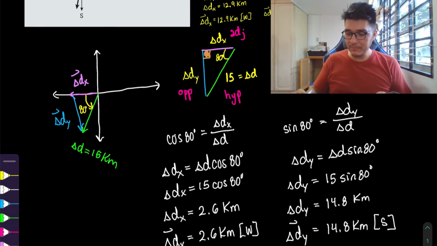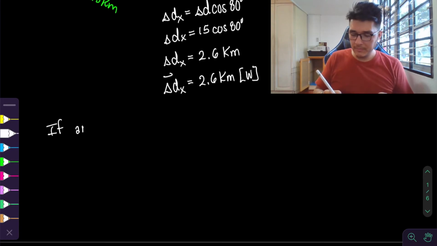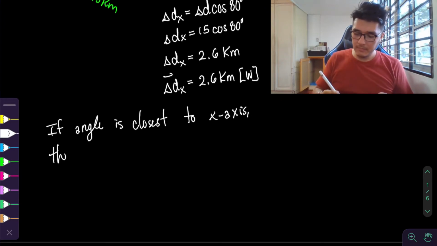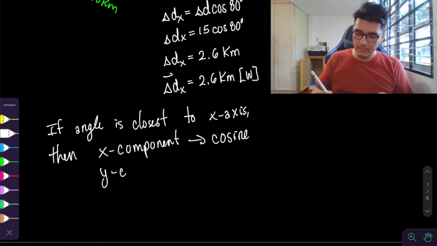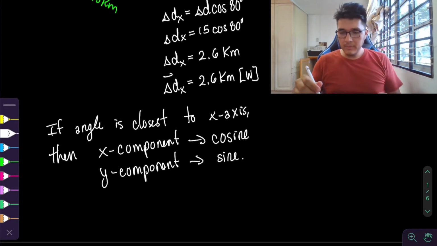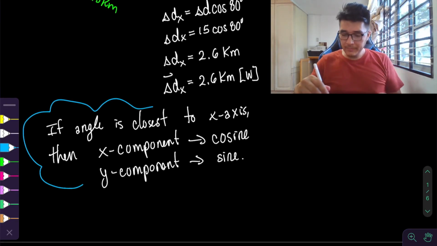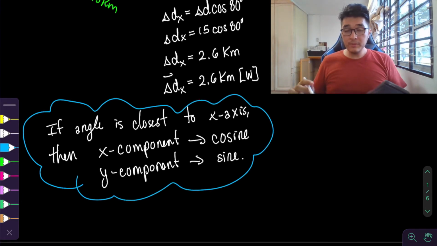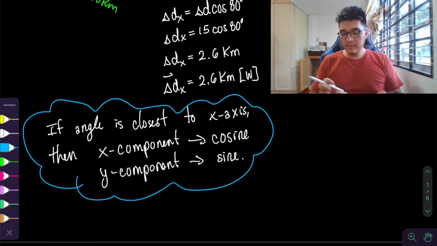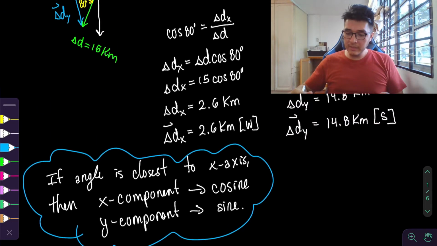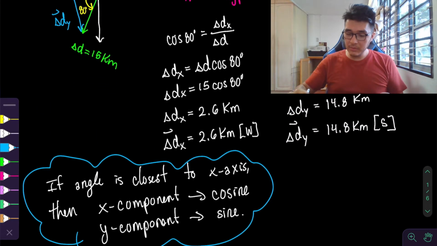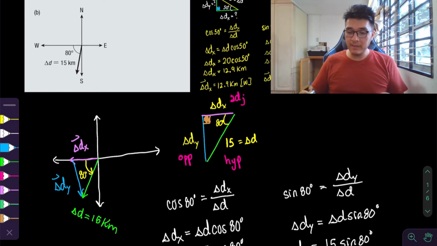So let me write this down. Right, so this is a very good note for you to write down. If the angle is closest to the x-axis, then the x component is cosine of that angle and the y component is sine of that angle. So make sure you make a note of this, and that way you have it on your own notes, okay? Now let's do one more case to show you that this is not true if the angle is closest to the y-axis.